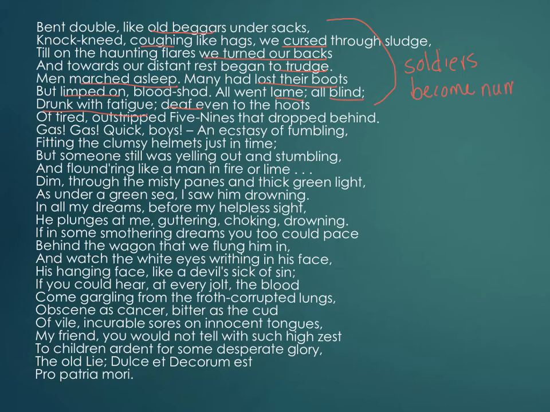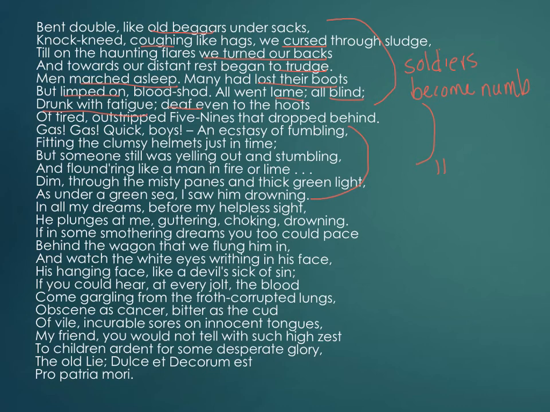And even in this second part, we see some further proof of that. And the gas comes, and of course they're fumbling for their helmets. But he notes that someone was still yelling out and stumbling, floundering like a man in fire or lime. And he sees him just through the green light of the gas. He saw him drowning. There's not a lot of reaction here, though. He's just describing what he saw. So I think we can see some further proof for that, as we're verifying, is that in fact a theme. So they become numb during the war.